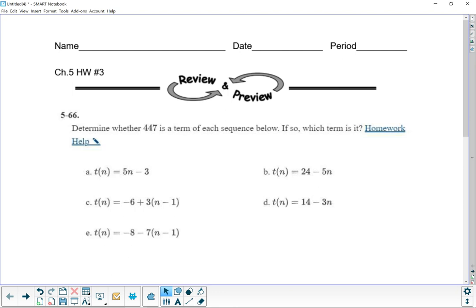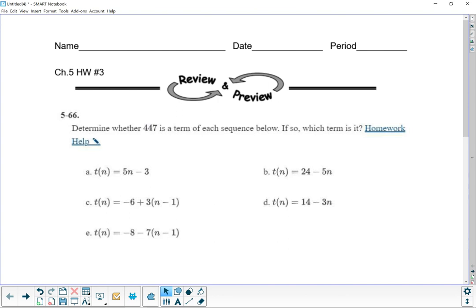All right, everyone. This is homework number 3 for chapter 5, number 66. Determine whether 447 is a term for each of the sequences below, and if so, which term is it? Notice how all of these are written in the explicit form, like how we talked about in class.